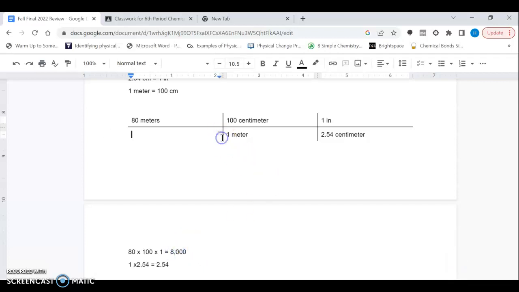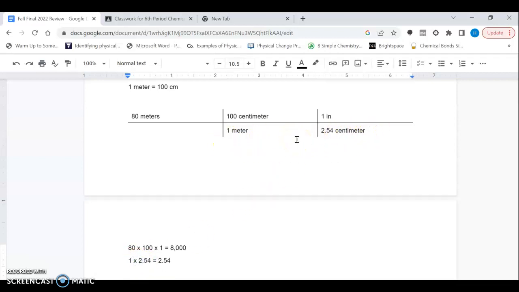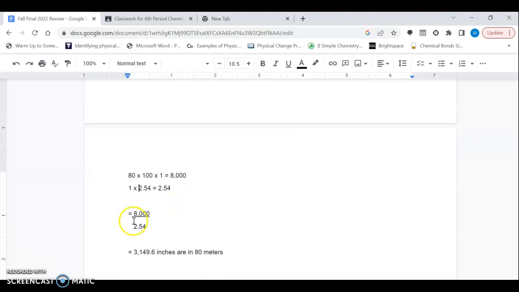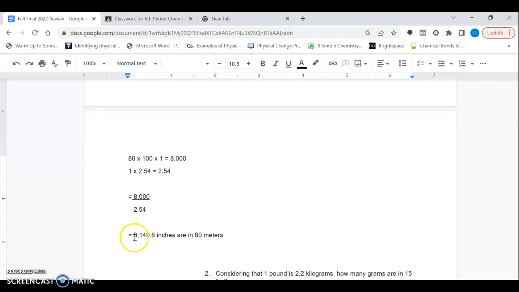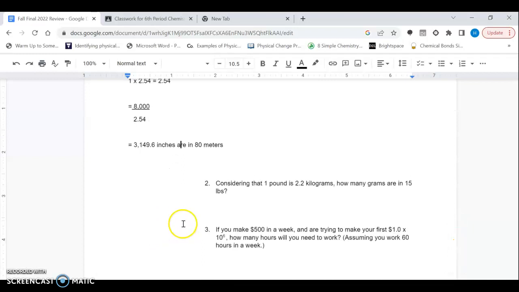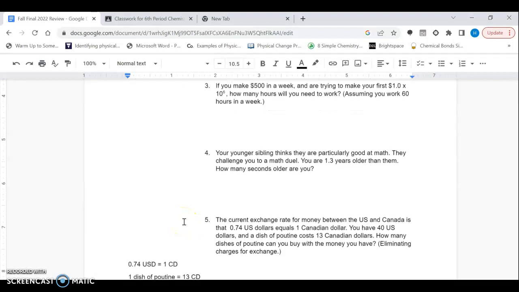Great. Everything on the bottom also multiplies, so 1 times 2.54, because we want that total for the bottom. Then we take the top, which was 8,000, and divide it by the bottom, which was 2.54. And we find that 3,149.6 inches are in 80 meters. Great, let's look at another example here.